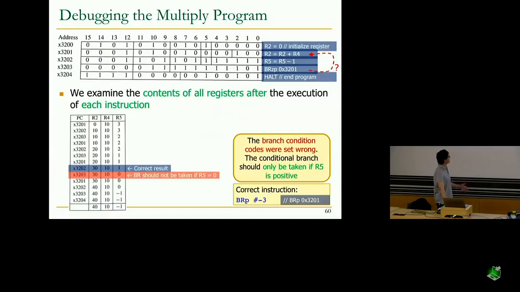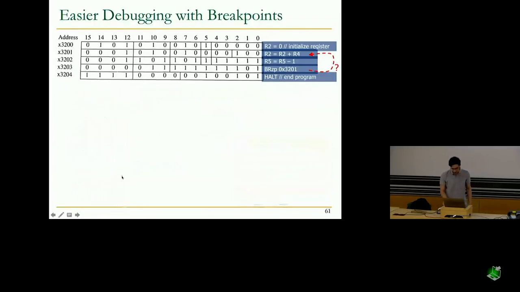So what was the problem? The problem was that instead of branching when the condition codes Z or P are equal to 1, we just need to branch when the condition code P is equal to 1. So we should branch only when register 5 has a positive value, not when it has value 0. This is debugging. I think that you are already familiar with this.